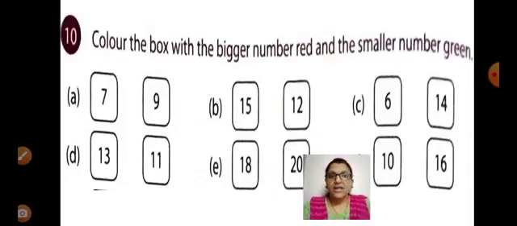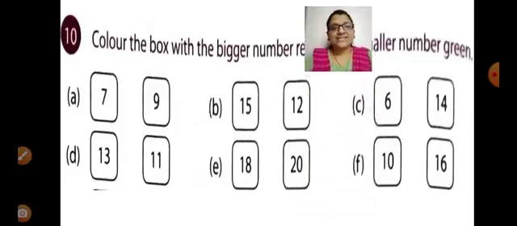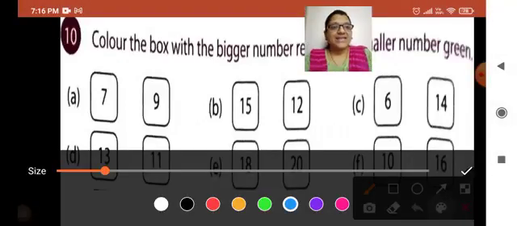Question number 10. Color the box with the bigger number red and the smaller number green. In this question, in each example, two numbers are given. We have to find out the bigger number and we have to color it red. And we have to color the smaller number with green color. So let us start. First example, number 7 and number 9. In this, children, number 7 is a smaller number.